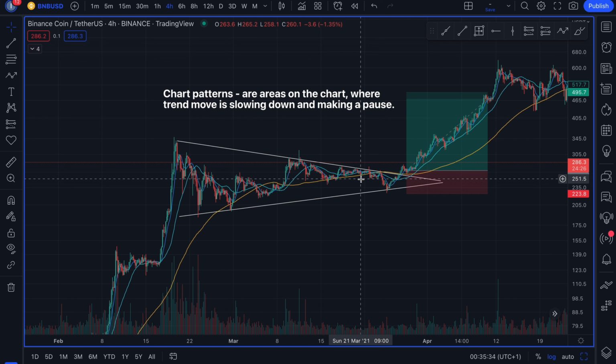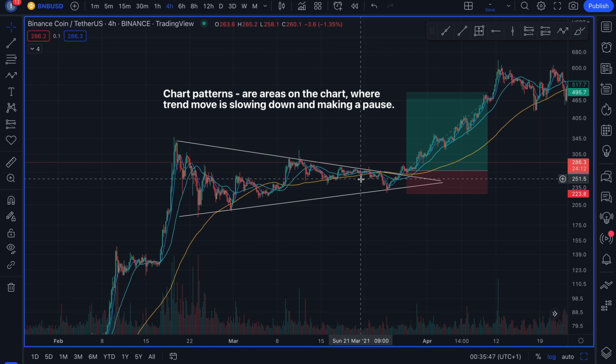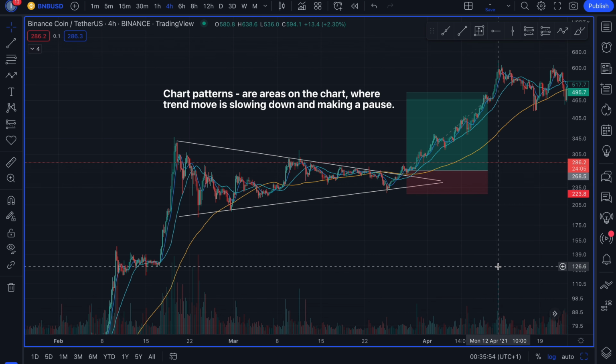Also, I need to highlight that no pattern will give you a 100% guarantee of profit. You must do your backtest, develop your own strategy, and accept stop losses as a part of the process. So let's take a look. What are the types of patterns?